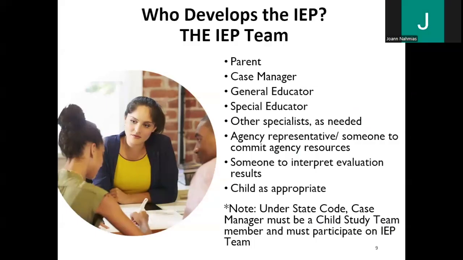That could be speech and language pathologist, an occupational therapist, a physical therapist. An agency representative, someone that can commit agency resources, should be present as well, must be present, and someone to interpret evaluation results. So these are all the roles that must be present on the IEP team. It doesn't need to be 6 individuals. It could be that one person takes on multiple roles, but the roles must be filled.